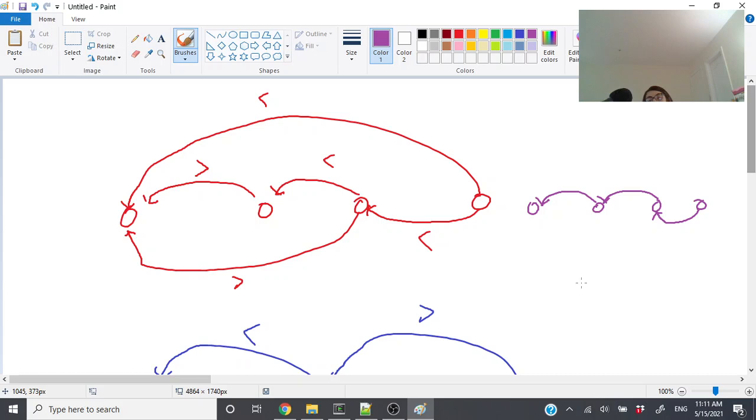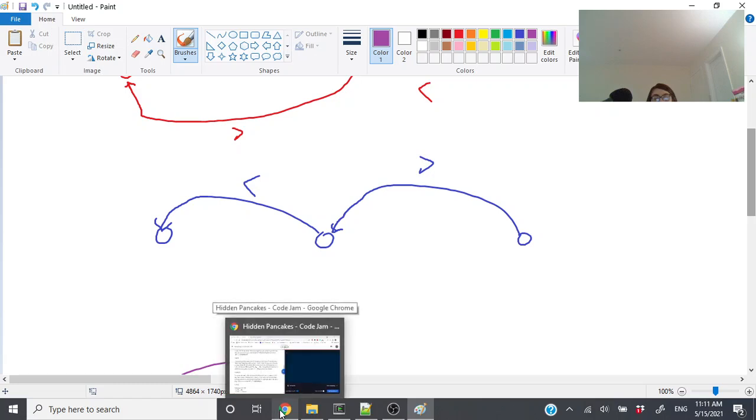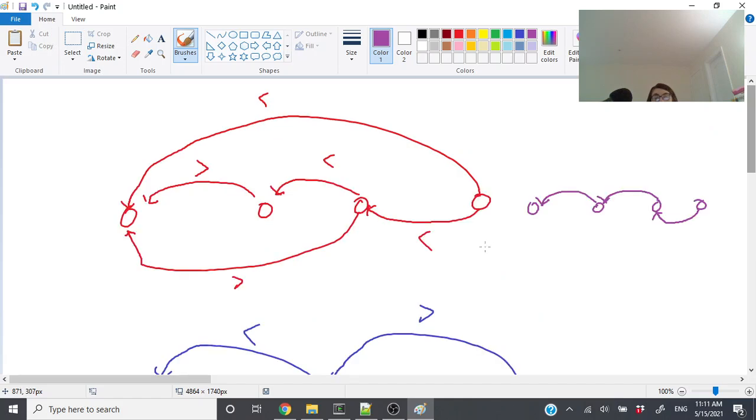Oh wait, so all the edges point in the same direction, don't they? Do they? I don't know what I'm saying. What am I saying? No, I don't think I'm saying anything.